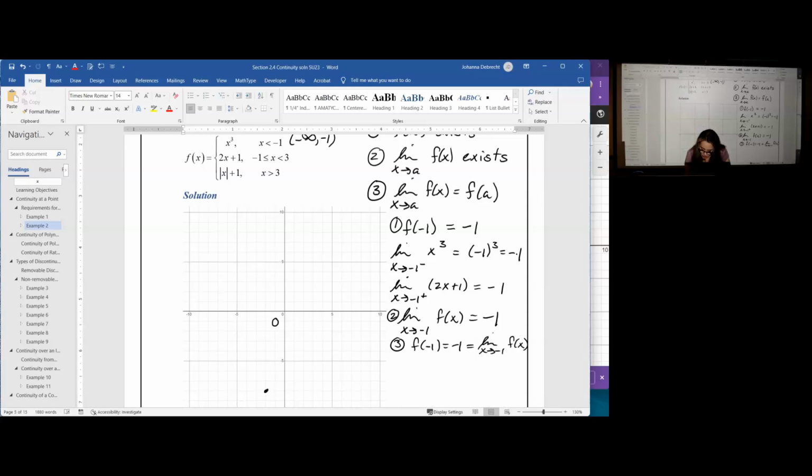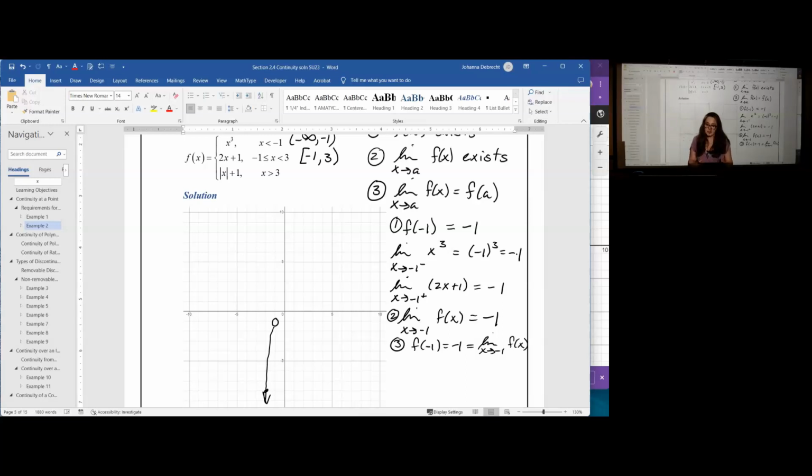Remember, this is part of a cubic, but only this part right here. It does not include the other part of the cubic. Now for the next piece, I have to write the domain, which is going to include -1, go up to 3, but not include 3.